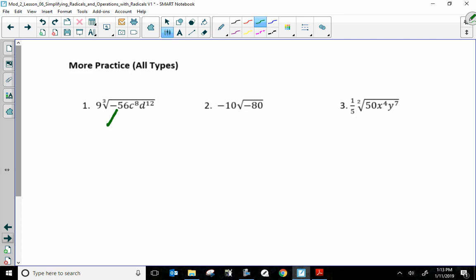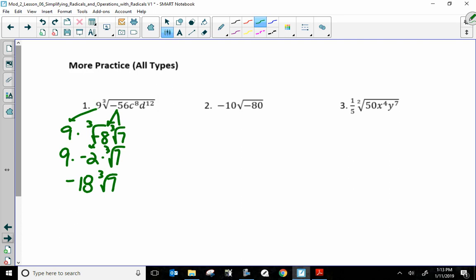Cubed root of -56. I know it's -8 times 7. Okay, those are cubed roots. My 9 just comes along for the ride. This is 9 times -2. That's the cubed root of a -8 times the cubed root of 7. This is done. We'll call this -18 times the cubed root of 7.